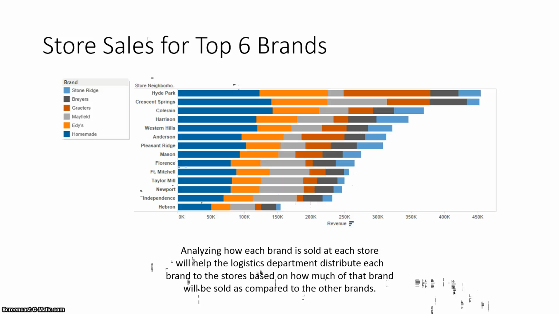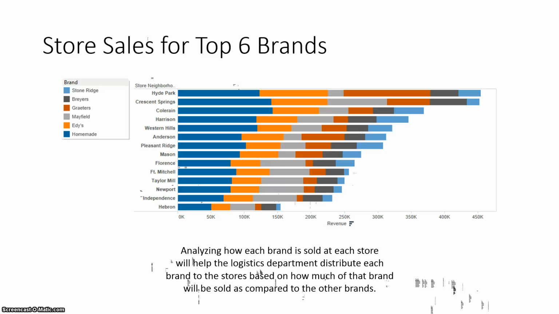Here we can see the breakdown by store of each of the 6 brands. By knowing this, we can know which brands we need to push to which stores so that our inventory mirrors as closely as possible the actual sales that customers are requesting. Looking at the 2 neighborhood stores that sell the most, we have Hyde Park and Crescent Springs. We can see that Hyde Park and Crescent Springs sell about the same amount of Graeter's and Mayfield.